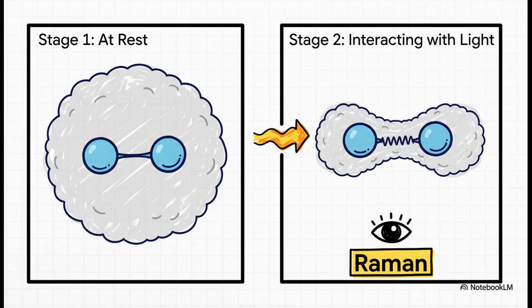A vibration is Raman active only if it causes a change in the molecule's polarizability. That sounds complicated, but it's basically a measure of how squishy the molecule's electron cloud is. So, for Raman to see a vibration, the squishiness of the molecule has to change as it moves.